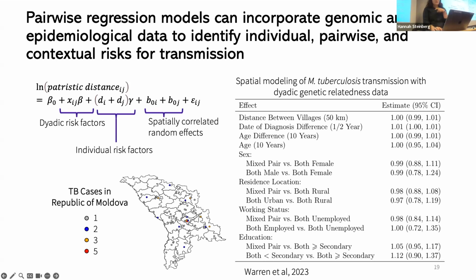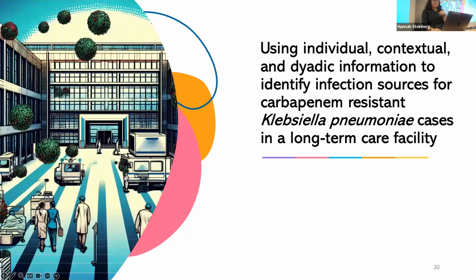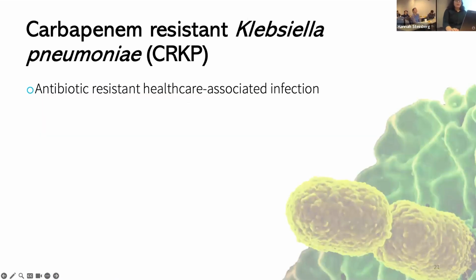So now I'll transition over to some examples from my own research where I use these sorts of models. The first one is using individual, contextual and dyadic information to identify infection sources for carbapenem-resistant Klebsiella pneumoniae cases in a long-term care facility. So let's break that down.